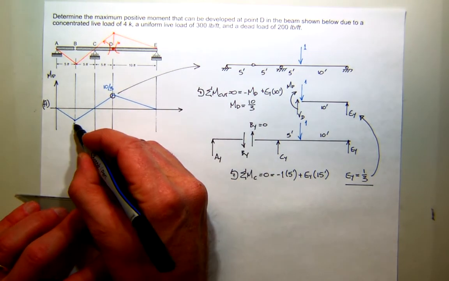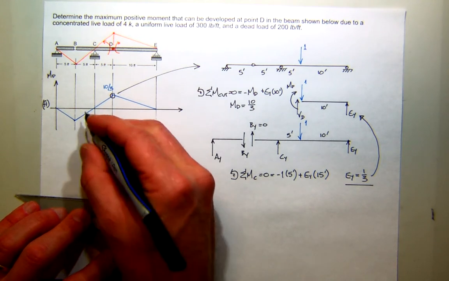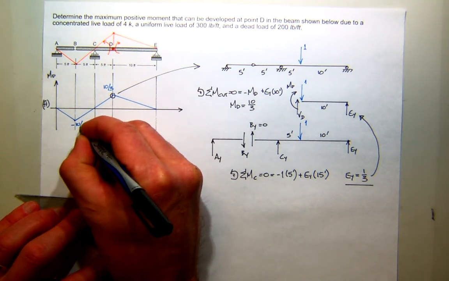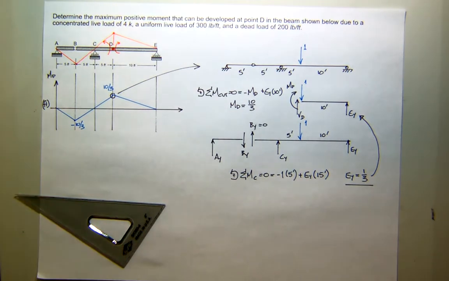what's this value then by similar triangles? This is 5, this is 5, so it's... okay? So it's a little bit different way of looking at it.